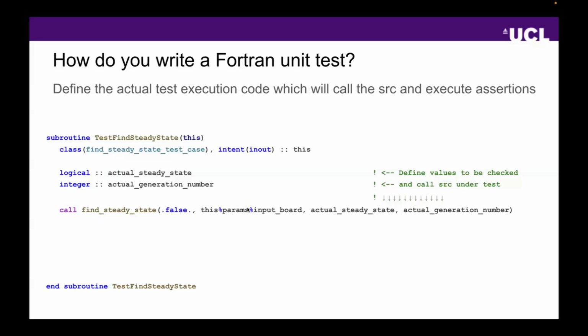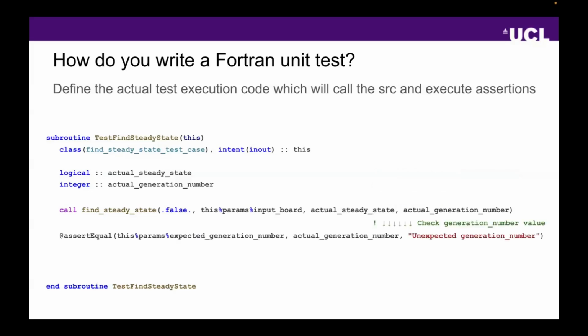I'm then going to pass in that input board that I'm extracting from my test suite that I've created from my test case type. And then I pass in some temporary values to get the actual outputs from my call to the subroutine. And these are things that I'm going to compare to my expected outputs, which we can see an example of here. That's using another macro provided by funit.